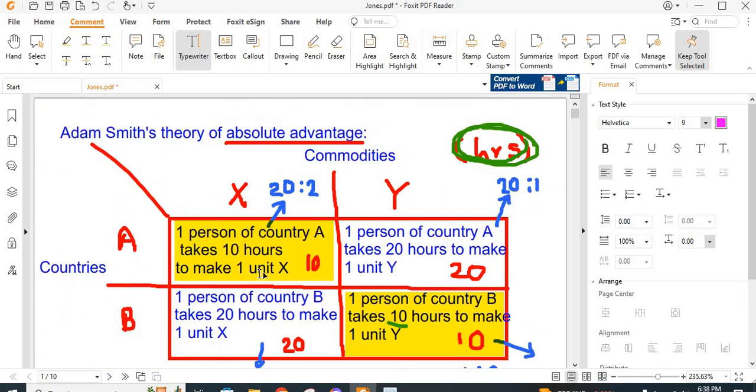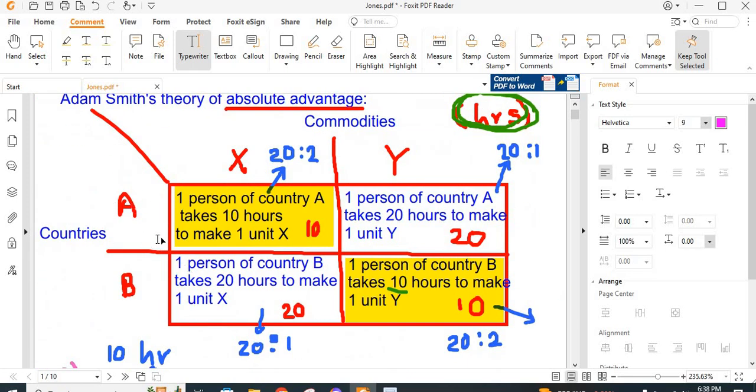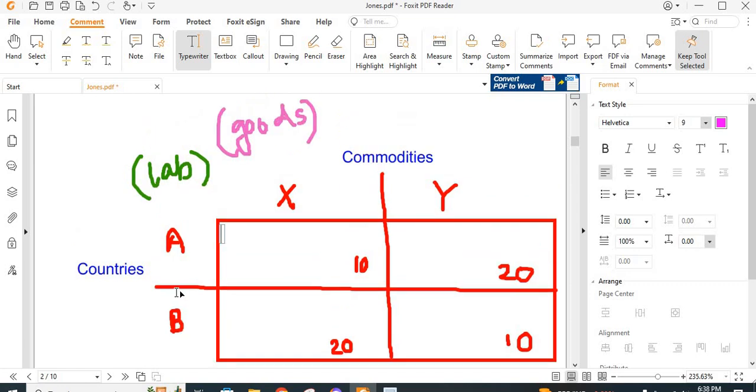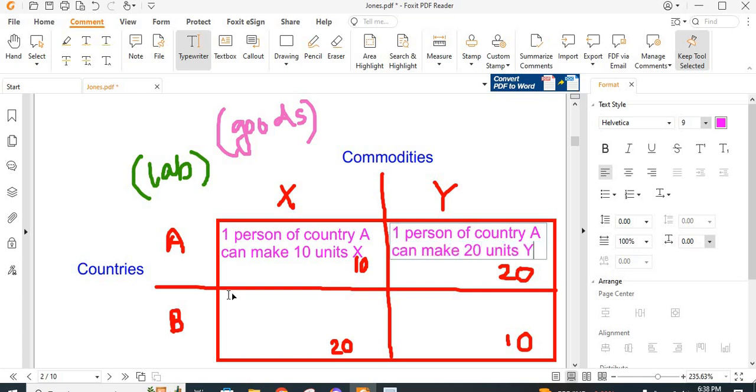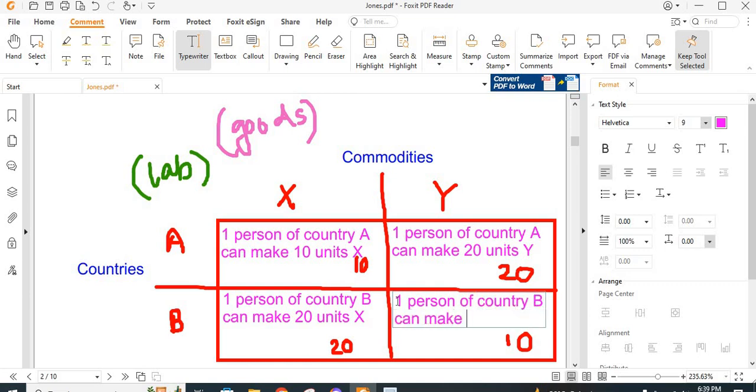Now initially it was one person takes 10 hours. So the person or the labor is under question. Here let's say one person of country A can make 10 units X. This becomes one person of country A can make 20 units Y. This actually becomes easier. One person of country B can make 20 units X, and one person of country B can make 10 units Y.